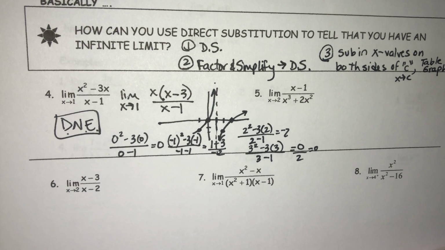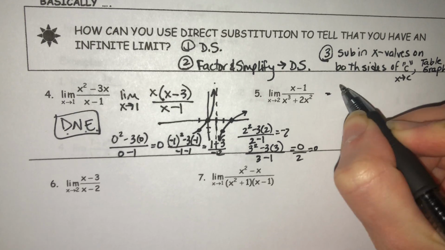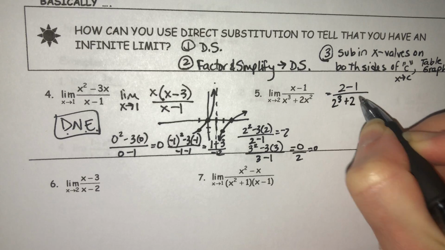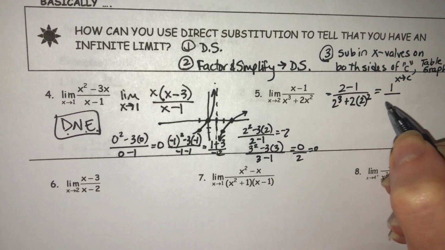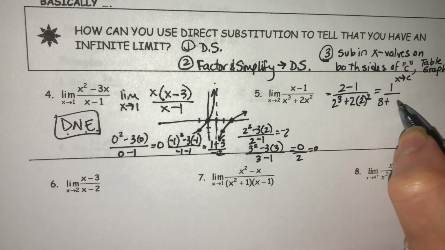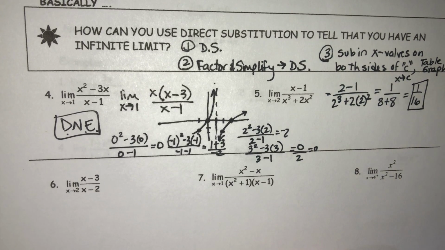Okay, so let's see, how about this one? Let's try our direct substitution to start. 2 minus 1, 2 cubed plus 2 times 2 squared, that's 1 on the numerator. 8 plus 4 times 2 is 8. This is 1/16. That limit problem is done. Direct substitution is nice.